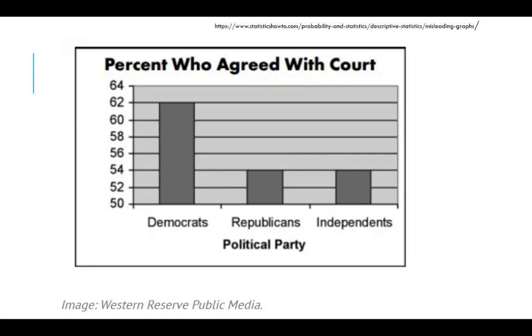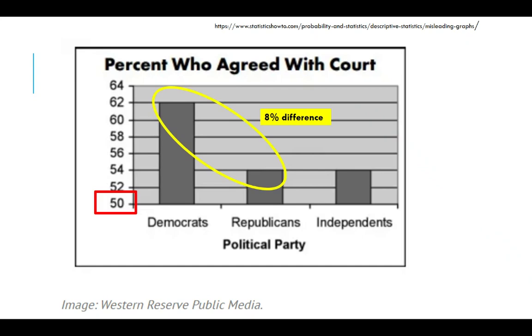Now, here's another example. And I don't even know what the issue is here, but it's the percent who agreed with the court on some issue that was being presented in the news. And we've got Democrats, we've got Republicans, and we've got independents. And look at the data. Are we seeing the same kind of misrepresentation? Yes. You've got Democrats being this big column, and you've got Republicans being much smaller. And it makes it look like the Democrats have like triple that of the Republicans or the independents.